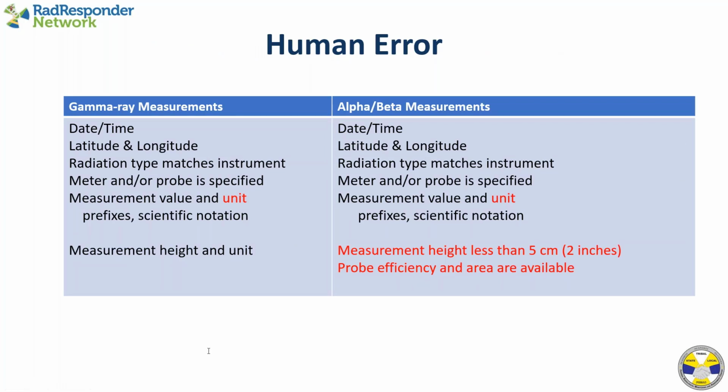So the human error element can come in here in many ways. Did I enter the date and time correctly? Latitude and longitude, radiation type matches the instrument type. The meter and the probe are specified correctly, with enough detail that an assessor sitting on a home team could look at it and say, yeah, whoever entered this data, it's consistent. They've been doing this a while. Because when you're sitting in a black box somewhere looking at data, this is all you've got.